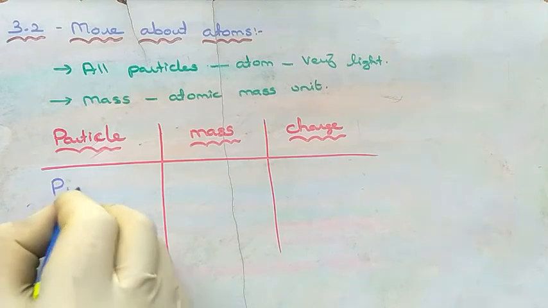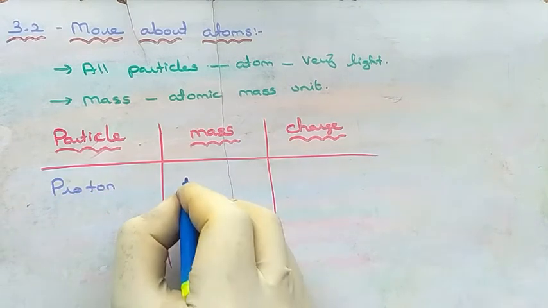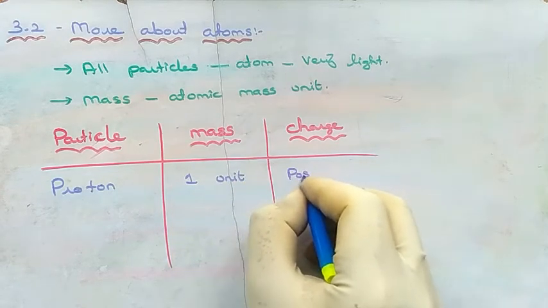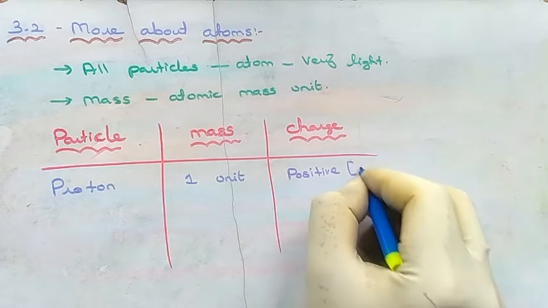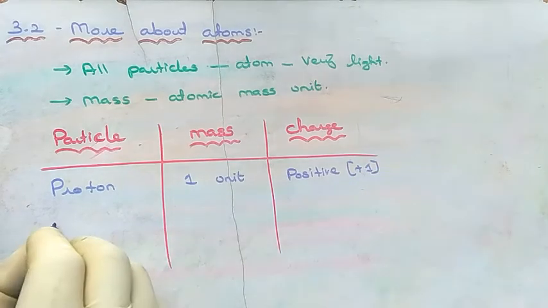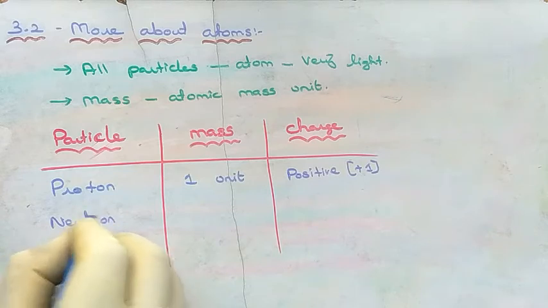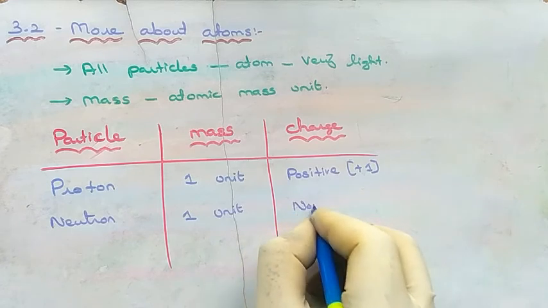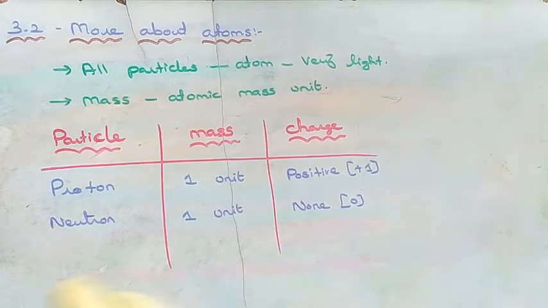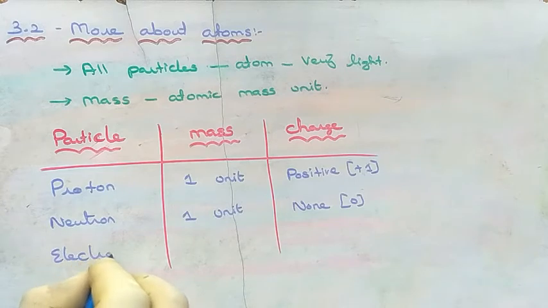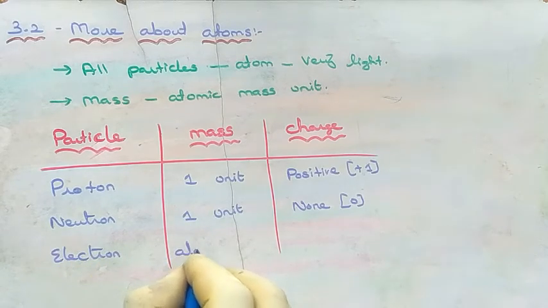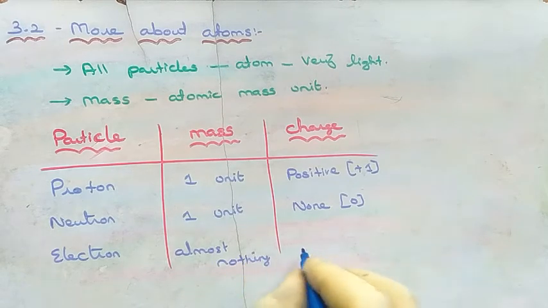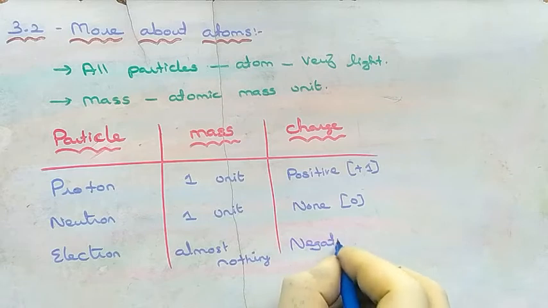Let's see the mass and charge of those subatomic particles. First we are going to see about the proton. The mass of a proton is 1 unit and the charge of a proton is positive, which means +1. Next, neutron. For the neutron also the mass is 1 unit and the charge of a neutron is none, which means it is neutral. The next subatomic particle is the electron, and the mass of an electron is almost nothing. The charge of an electron is negative, which means -1.